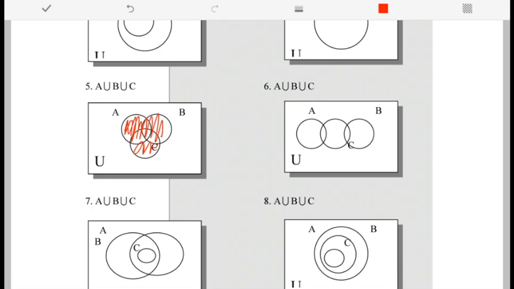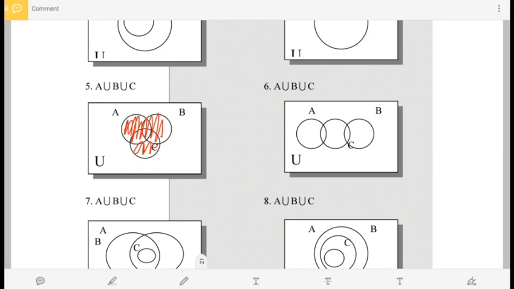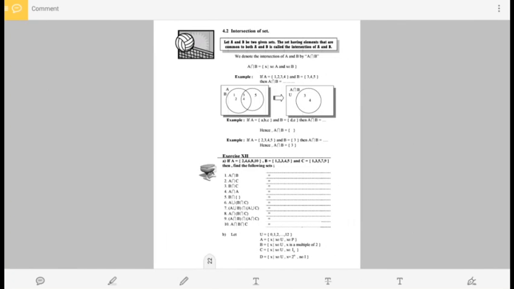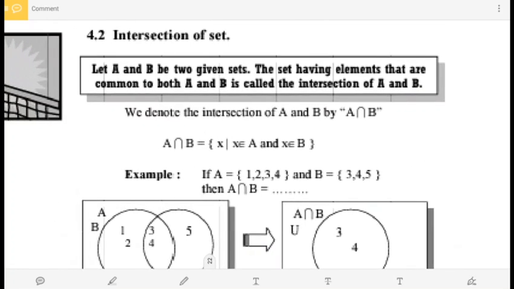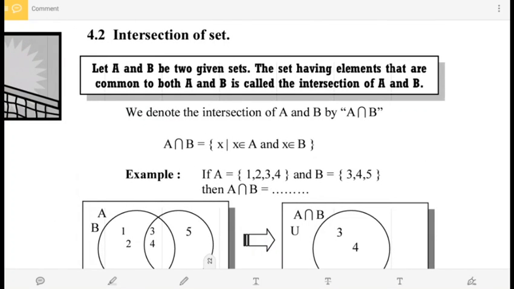Okay, you complete the other questions, and you'll be okay with the union of sets. Now let's move on to the next operation, which is the intersection of sets.